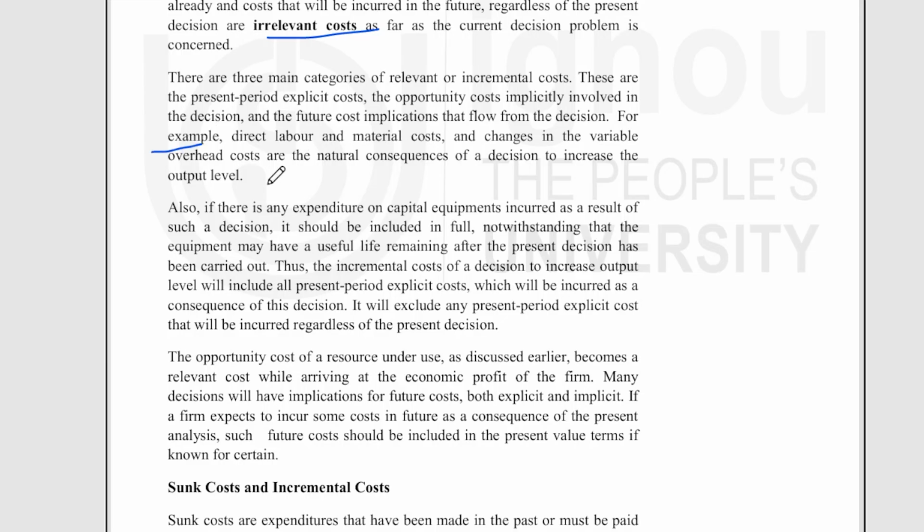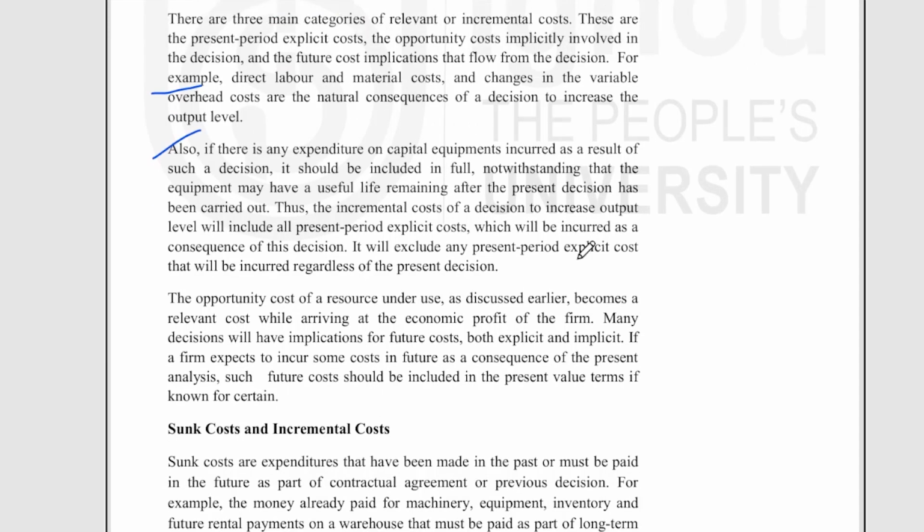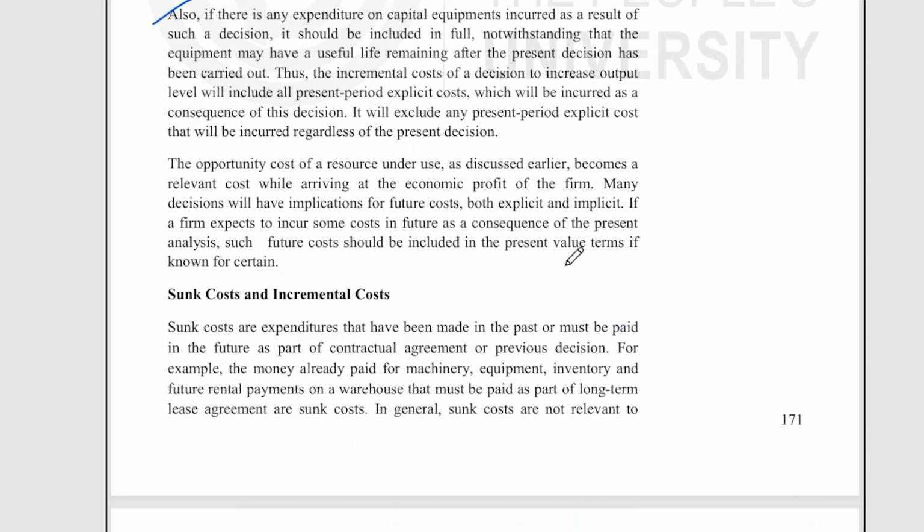An example is here. And also, if there is any expenditure on capital equipment incurred as a result of such a decision, it should be included in full, notwithstanding that the equipment may have a useful life remaining after the present decision has been carried out. Thus, the incremental cost of a decision to increase output level will include all present period explicit cost which will be incurred as a consequence of this decision, and it will exclude any present period explicit cost that will be incurred regardless of the present decision.